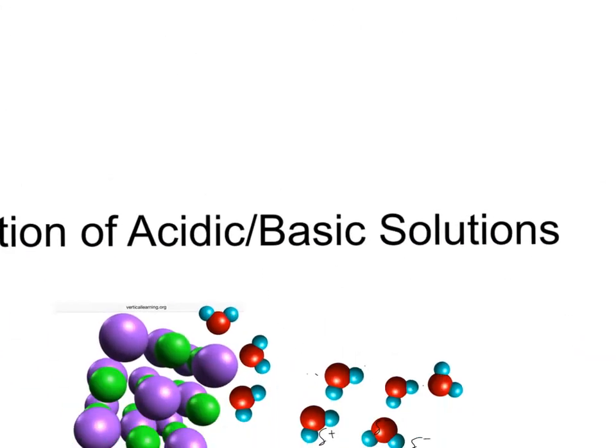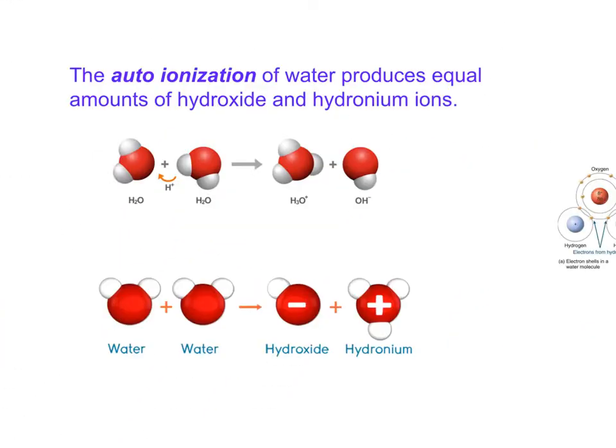Because water has a very unique property. It can auto-ionize or self-ionize. And so this is a good thing. If we haven't written it down in any other pieces of notes, this is something good to have written down. The auto-ionization of water produces equal amounts of hydroxide and hydronium ions.